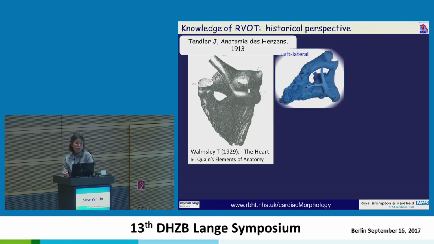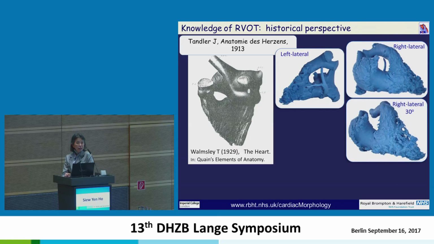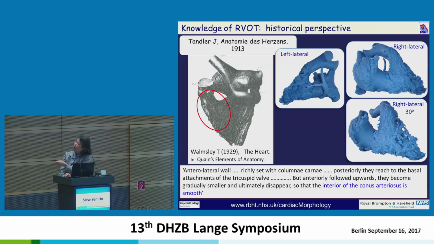Taking Tandler's endocast, we replicated our own endocast, but this time putting it more in attitudinal orientation. So you see a left lateral and a right lateral 30 degree, and you note the holes in this endocast. These holes were filled by muscle bundles that I had to remove in order to produce the endocast. Looking at the outflow tract of Tandler's cast, he commented that the anterolateral wall was richly set with trabeculations or columnae carneae, and posteriorly they reached the basal attachments of the tricuspid valve, but anteriorly, following upwards, they became gradually smaller and ultimately disappear, so that the interior of the conus arteriosus is smooth. But you will note on the endocast here already, it's not all that smooth. And pointing to the holes, they were actually muscle bundles in the outflow tract too.